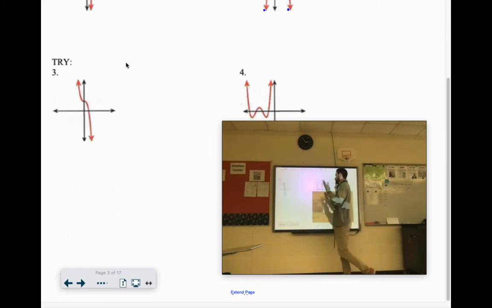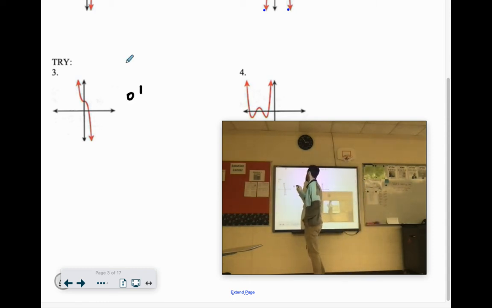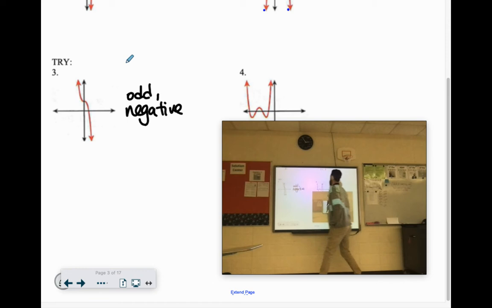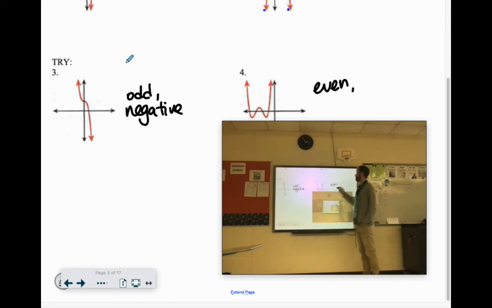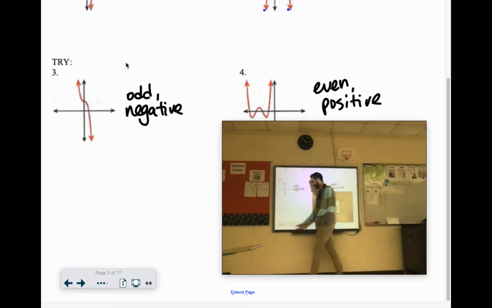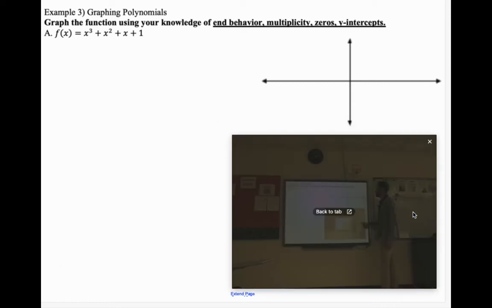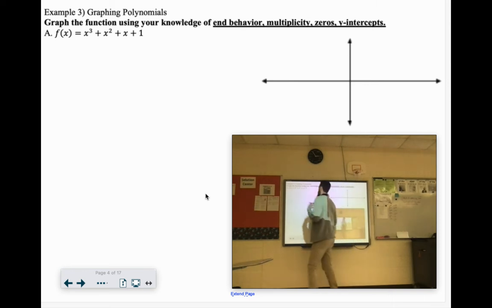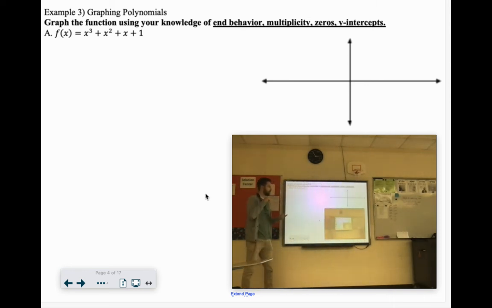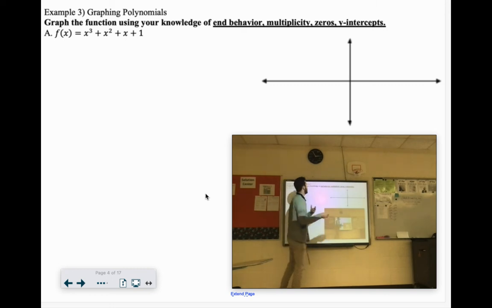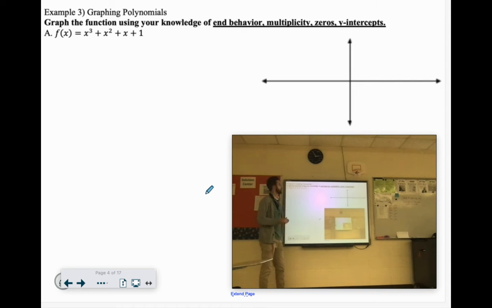So again, try it out, pause it, see if we come up with the same thing. There we go. All right, now we have to take all the information we know here and come up with a general graph. Now this graph is not going to be absolutely perfect, but we're going to need to factor it so we can find the zeros. We can use our y-intercept, and then we'll be able to get a general idea of what the graph should look like.